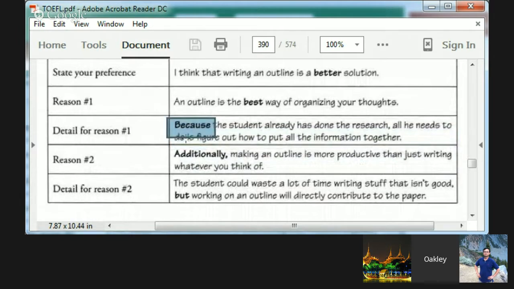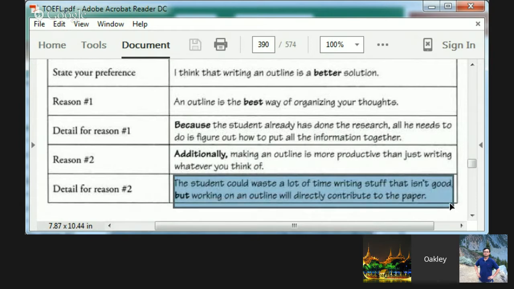Okay, connectives, because reason 2, definitely you should always be using a signal phrase. Additionally, as well, moreover, secondly, whatever. Some kind of connecting word or phrase. Here we see additionally. Additionally, making an outline is more productive than just writing whatever you think of. The student could waste a lot of time writing stuff that isn't good, but working on an outline will directly contribute to the paper.